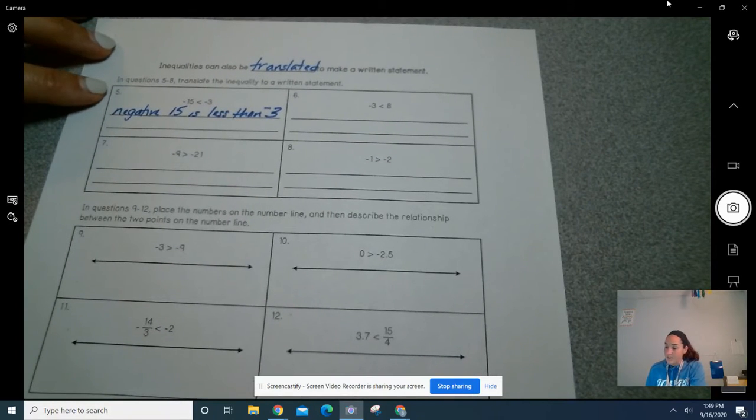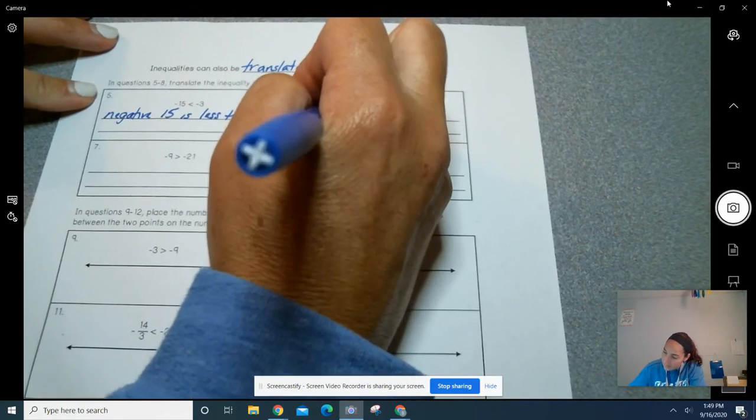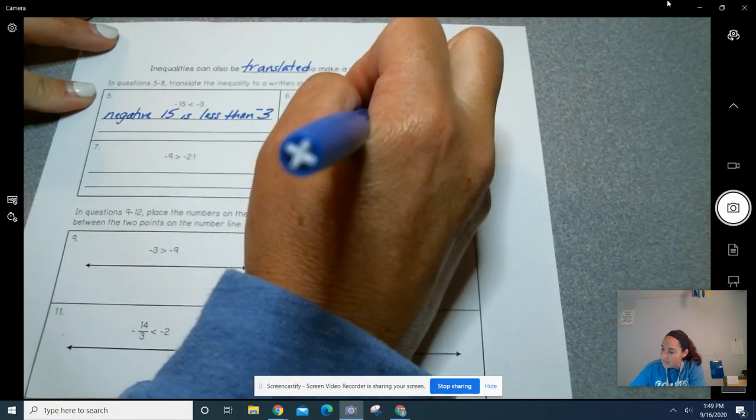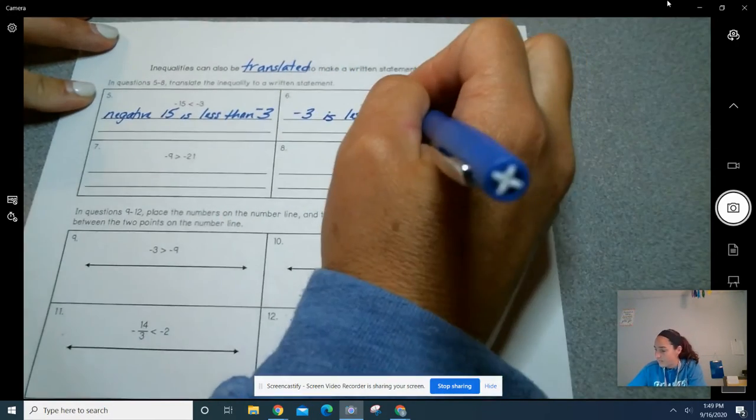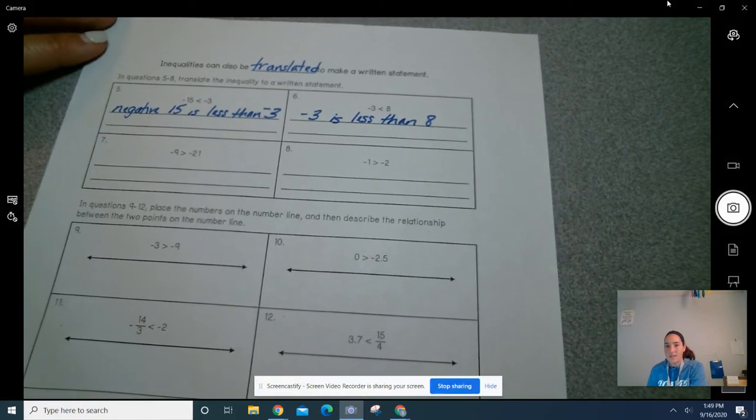The next one, number 6, I'll do for you, and then I'm going to have you guys do the other two. -3 is less than 8. And now you guys do 7 and 8 in your Edpuzzle.